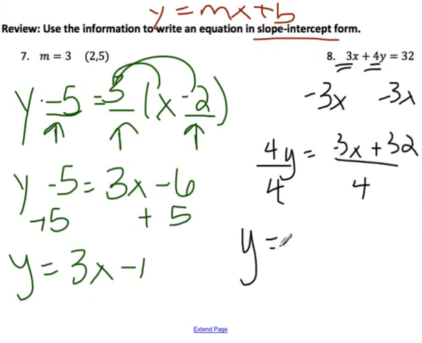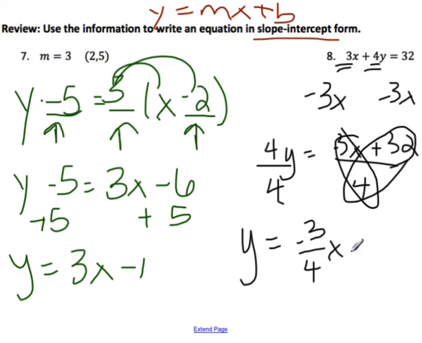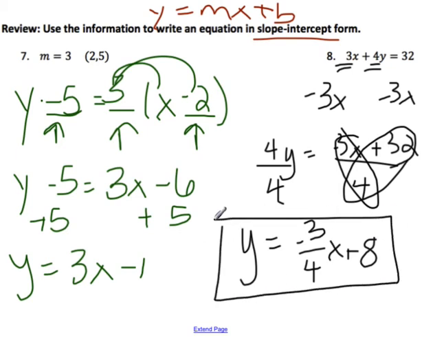So then we have our y is equal to, now when I'm dividing by 4, I'm going to notice that each part needs to be divided by 4. So then I get a negative 3 divided by 4 x, and then 32 divided by 4, which is going to give me 8. So that right there is your slope-intercept form, and that concludes your review.